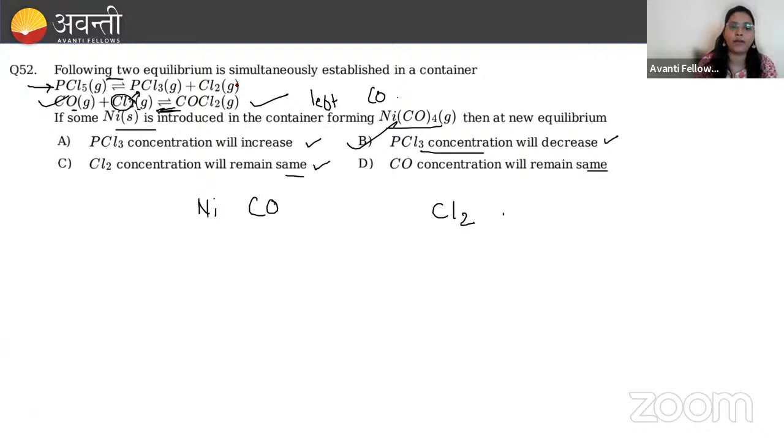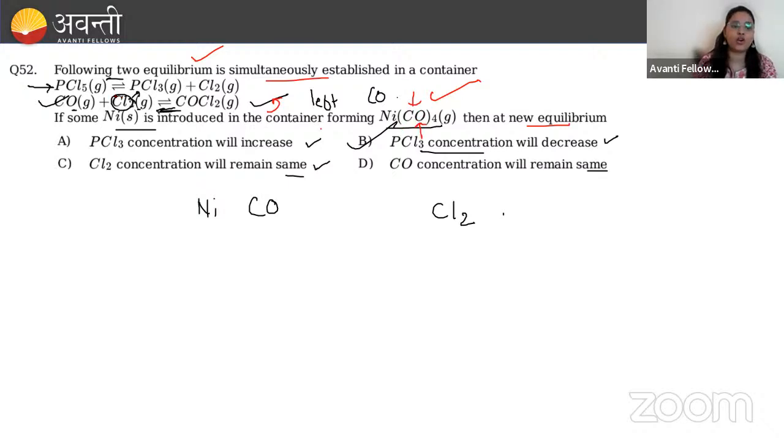So what we have talked about here is two equilibria were given. Two equilibria have been established in the same container, and we need to find out that if nickel is introduced in the container to form this type of compound, then at the new equilibrium, what will be the case? So I have gone reverse of this. I need to form this. So I need more CO concentration.